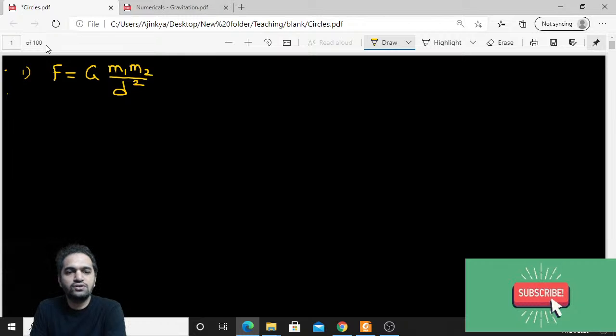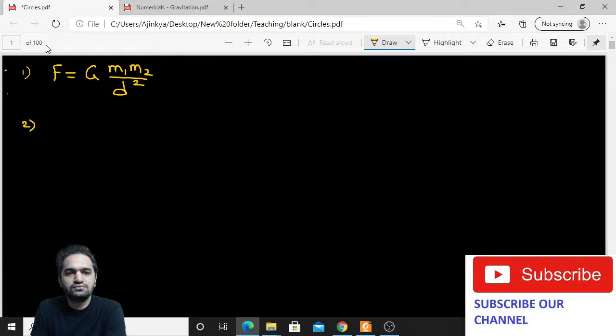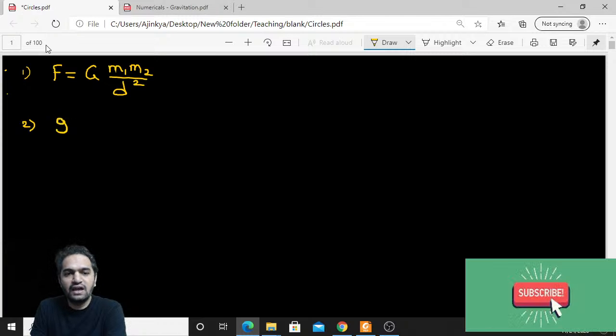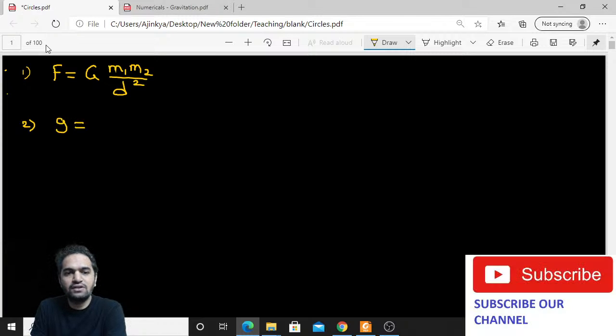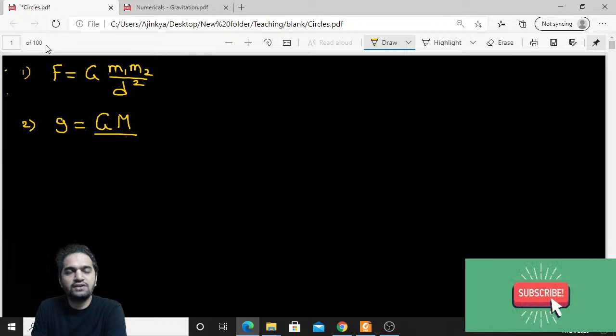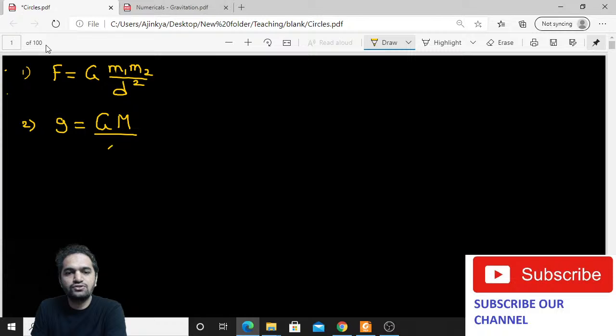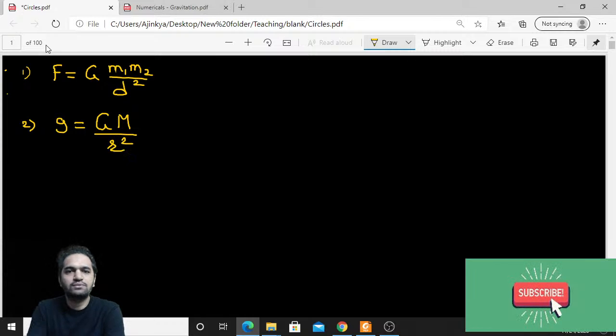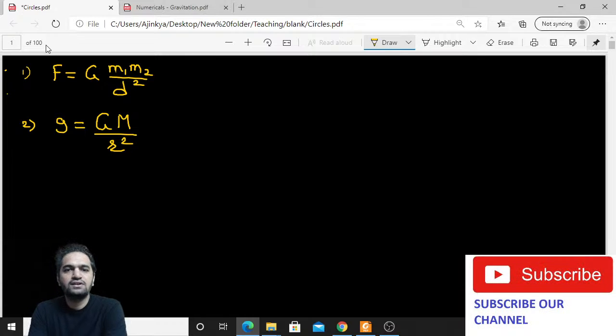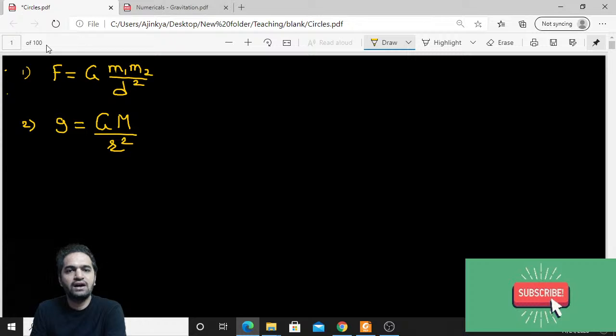The second formula you are going to require is for small g, that is acceleration due to gravity. Acceleration due to gravity can be calculated by capital G into capital M divided by r square. That is the second formula you will require for this lesson: acceleration due to gravity, g is equal to capital G into capital M divided by r square.